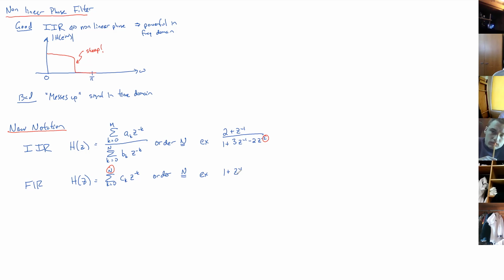plus z to the minus 2. And you can see that this is an FIR because it has only a length 3 impulse response. And you can see that it's linear phase. I'll write this down. FIR, since the length of h of n equals 3.